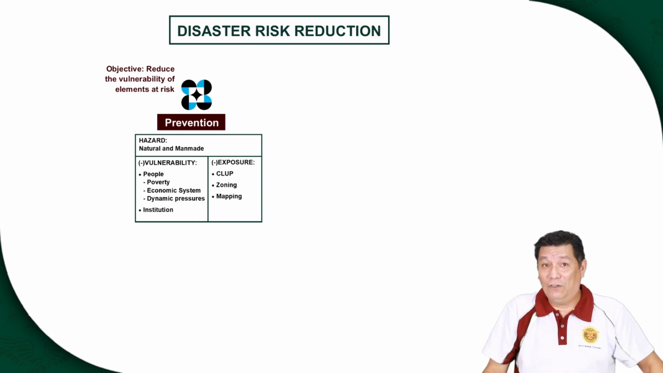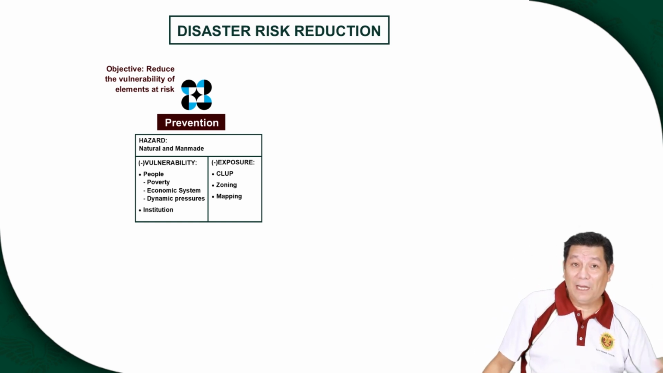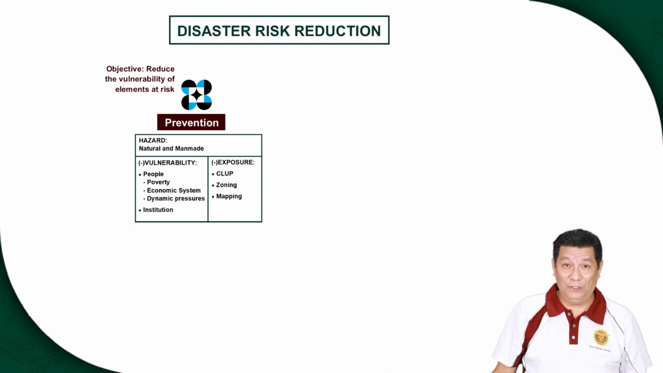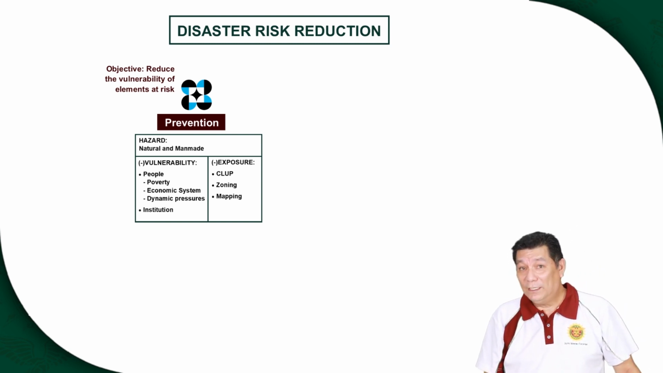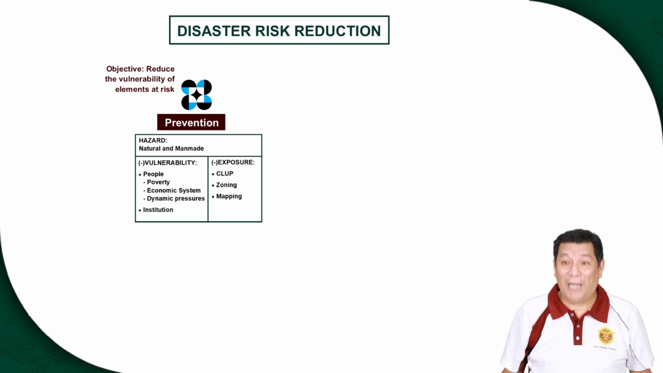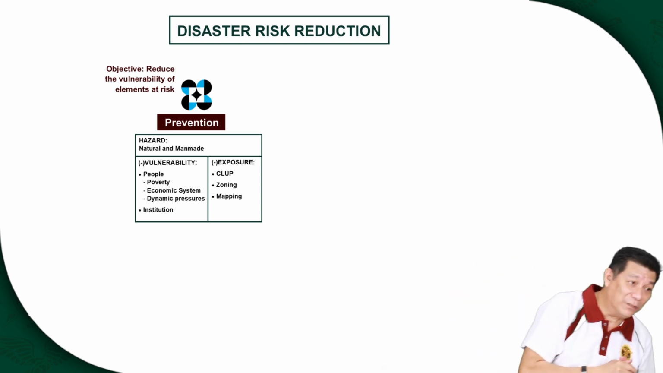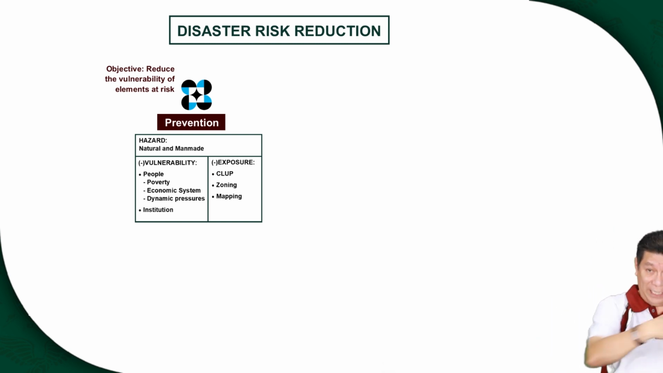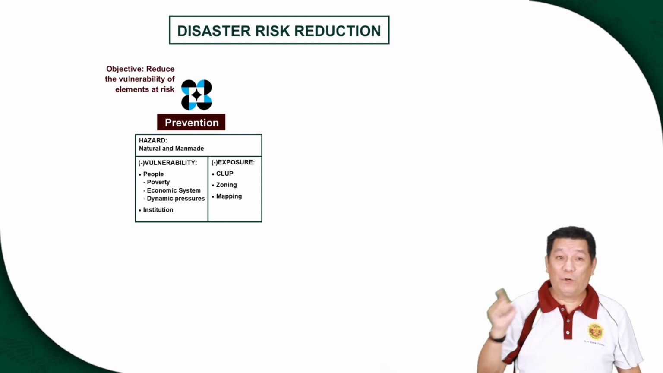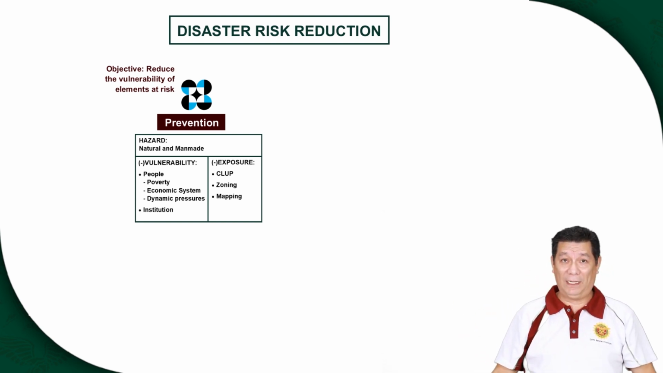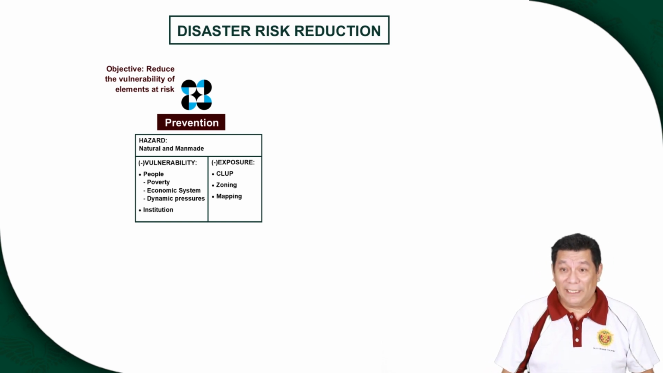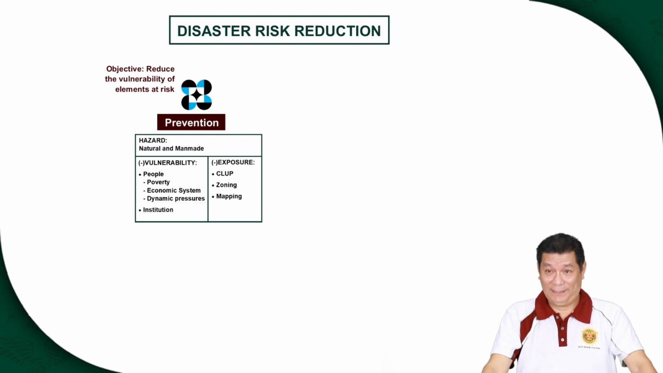Tinitignan nasan ba yung mga tao. Sino yung mahihirap? Ano yung economic systems? Ano yung dynamics? Ano yung kanilang institutions na nandoon? Tinitignan yung exposure. Ano yung CLUP? Comprehensive Land Use Planning. So, tinitignan mo doon yung mababang lugar, tinitignan mo yung mga highly urban areas, at yung mga maraming tao. Importante ang zoning. Importante na alam ng tao ang mapa. So, those are all prevention and mitigation measures. Bago pa dumating ang panganib.